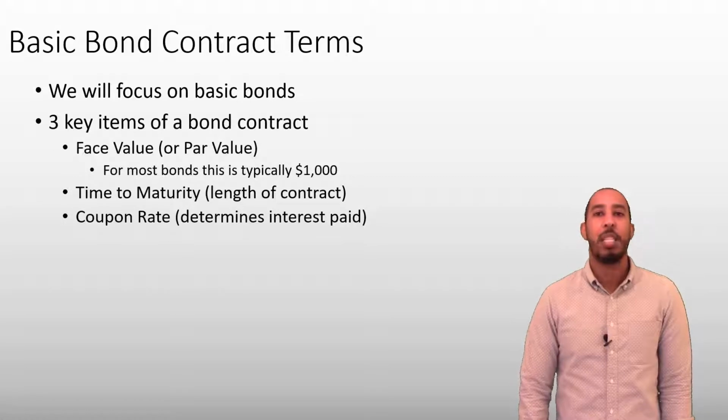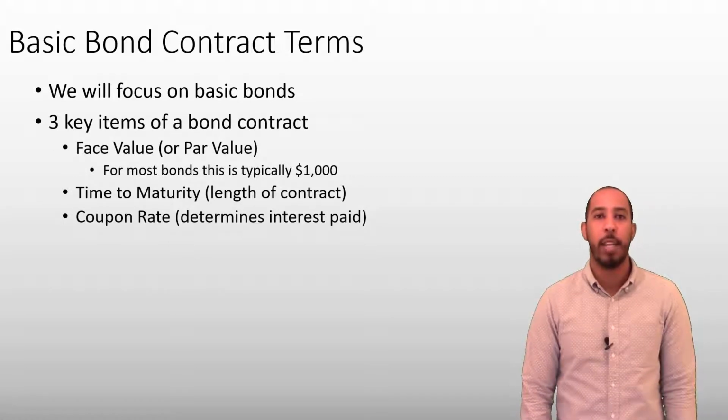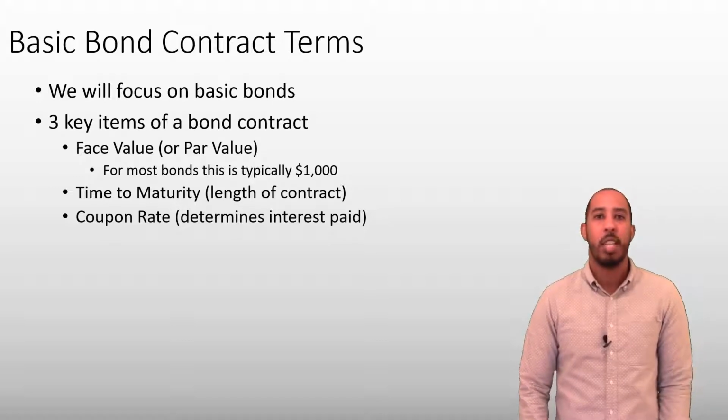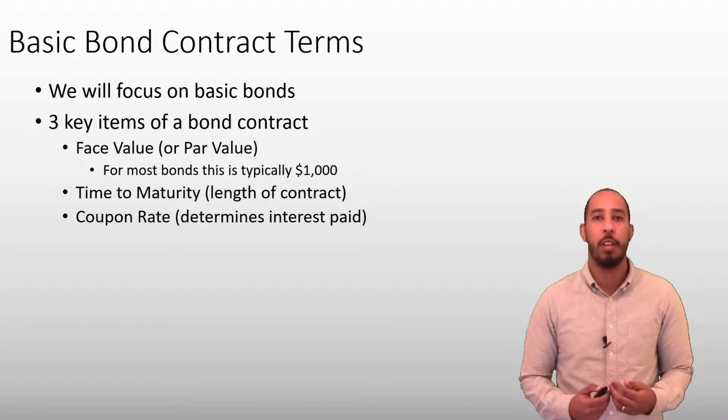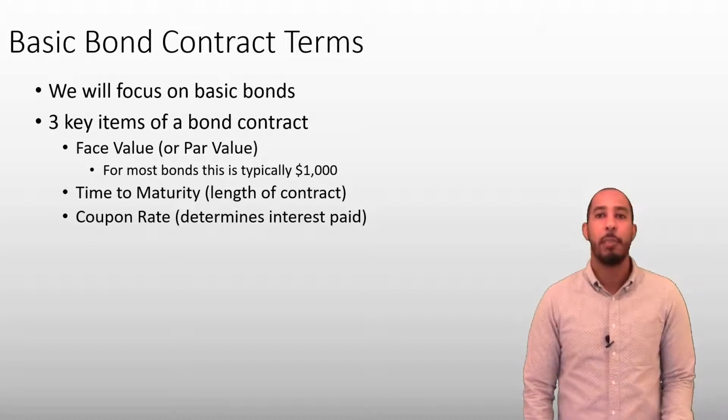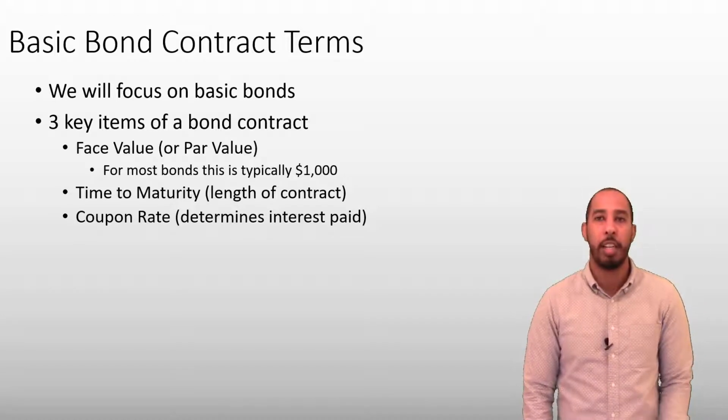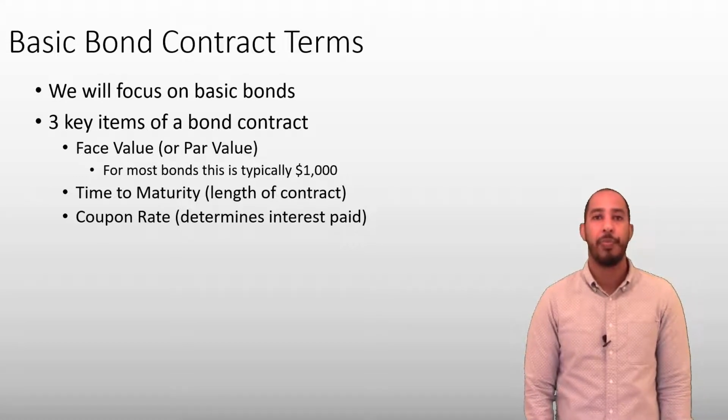A basic bond can be summarized by three terms of the bond contract: the face value, the time to maturity, and the coupon rate. The face value, sometimes referred to as the par value, can be thought of like the principal of a loan. Typically, the face value of a bond is $1,000. So for each contract, the company is borrowing $1,000. The time to maturity specifies how long it will be until the contract expires. And the coupon rate helps determine how much interest will be paid over the life of the bond.